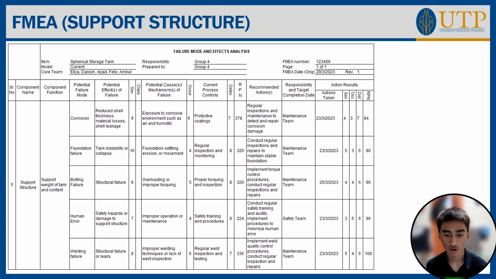The potential cause of corrosion is exposure to a corrosive environment such as air and humidity. The current process control is protective coatings, and the recommended action is that regular inspections and maintenance to detect and repair corrosion damage must be taken by the maintenance team. After the action is taken, the RPN is reduced to 84.